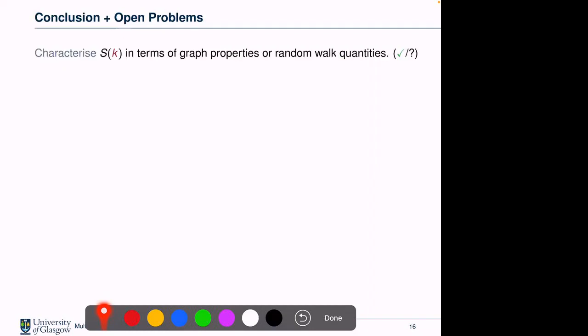Okay, so have we answered the question? Well, I would argue that we've improved the state of knowledge regarding how you characterize the speed up in terms of graph properties or random walk quantities. And we did this by introducing these new notions of partial mixing.